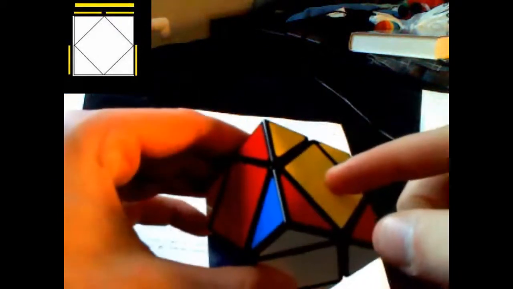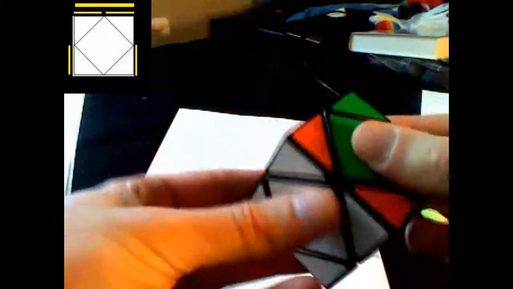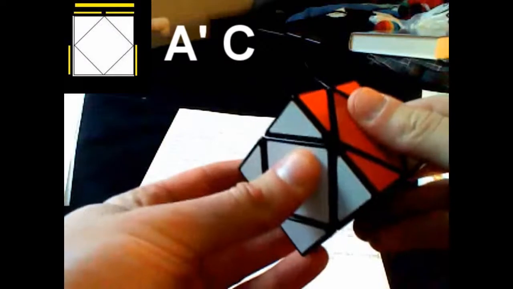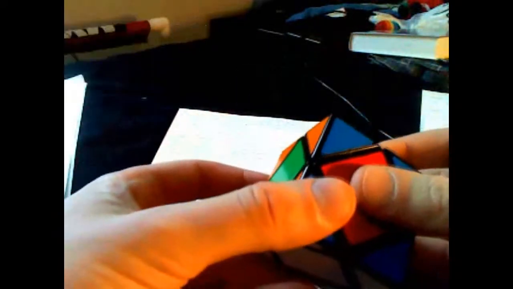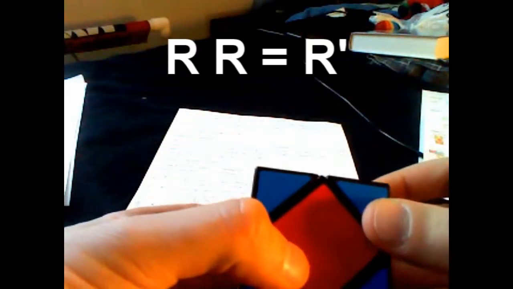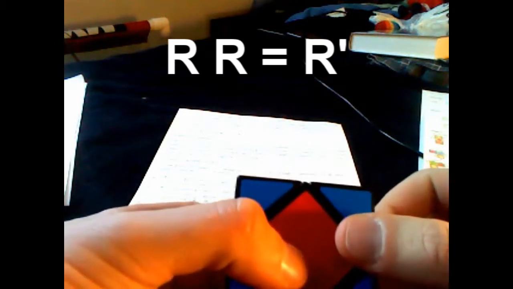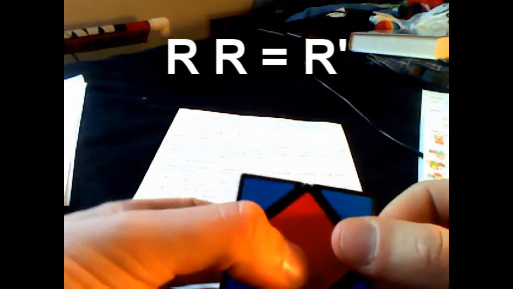The fourth case is when the yellow center is in front of the headlights, and is the longest of the 4 cases. Hold it so the yellow center is in the back of you, and do A prime, and then C. Note that the last move in A prime and the first move in C can be combined into R prime, which makes the combination 10 moves instead of 11.